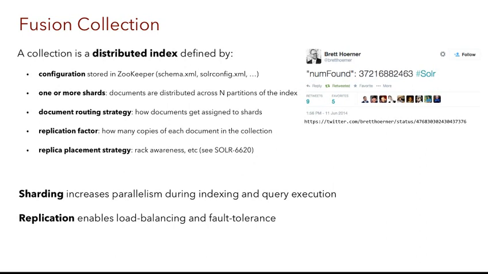Next, there's replication factor. This is essentially how many copies of each document live in the cluster, right? A replication factor of 2 means you have 2 copies. If, for whatever reason, you lose a disk, one of the copies goes away, you have a backup. And going hand in hand with replication factor is what's called a replica placement strategy.